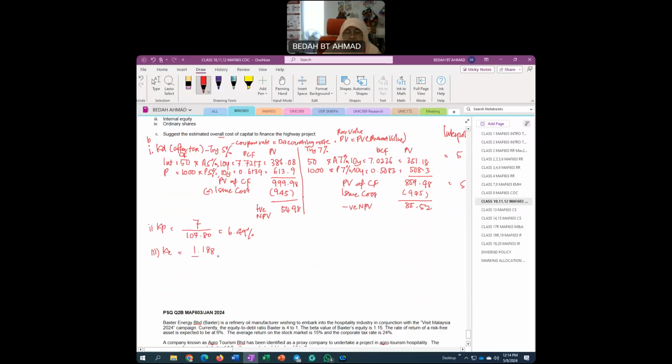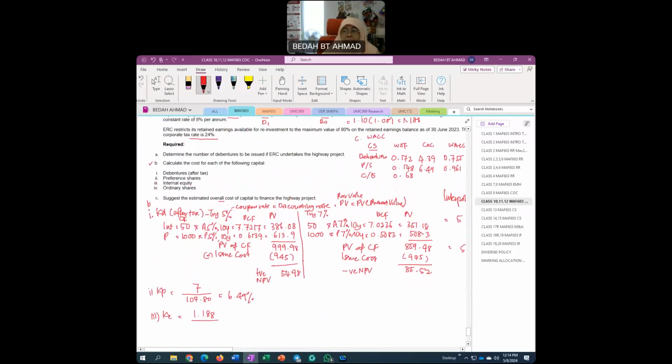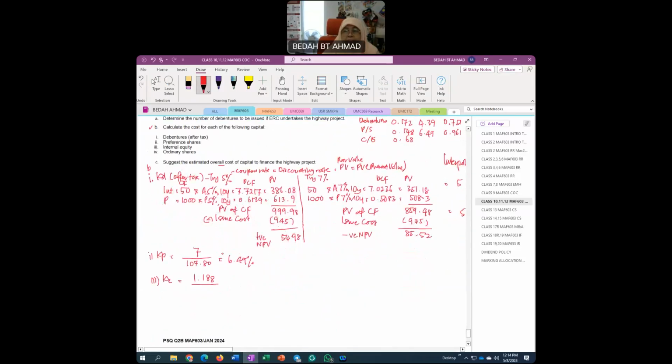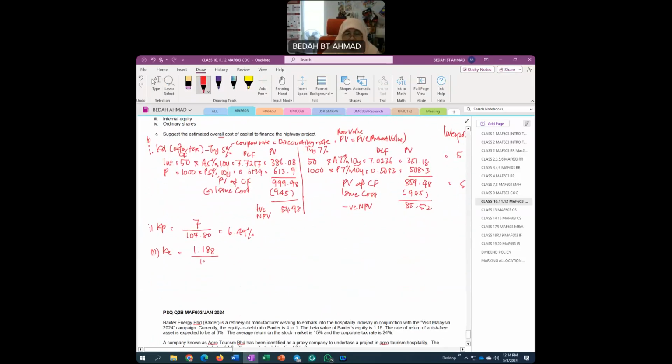1.188 divided by KE, no need to have the flotation cost, so you just take the market price, 10 ringgit, plus the 0.08, the growth rate. So you will get 19.88%.